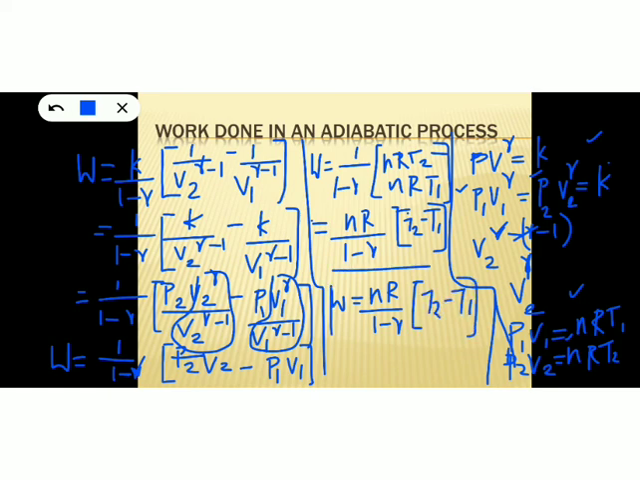Okay. Here, T2 is the final temperature, T1 is the initial temperature. So when the final temperature is greater than the initial temperature, work done will be positive. And similarly, if the final temperature is less than the initial temperature, that is if T2 is less than T1, then work done will be negative. Okay, so that's all about work done in an adiabatic process.